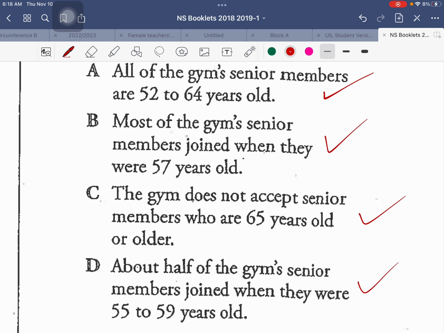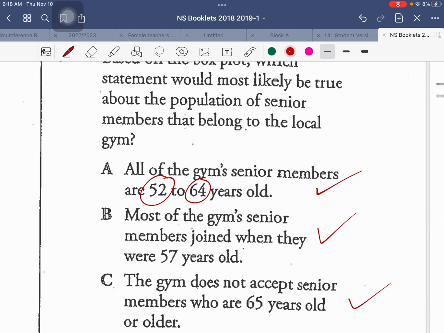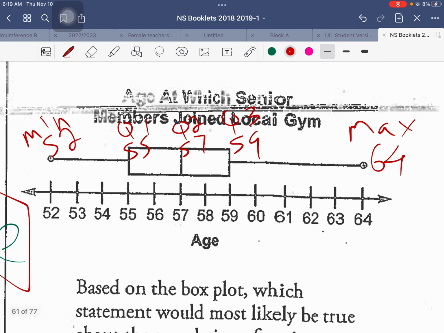All the gym's senior members are 52 to 64. A ver, let's check. Are those the numbers we start with?